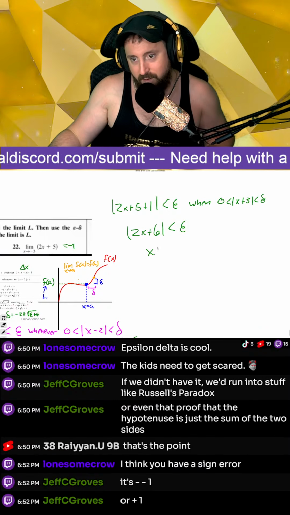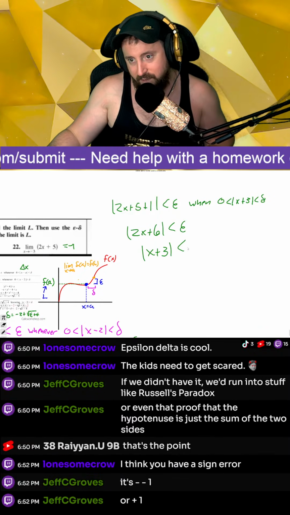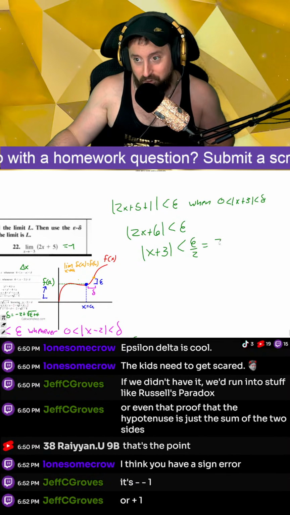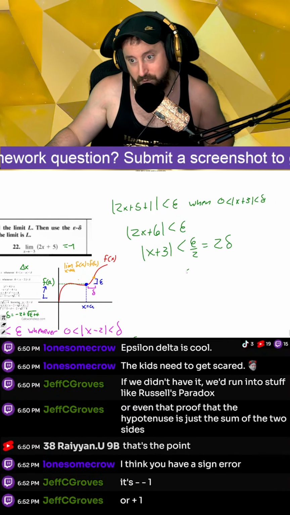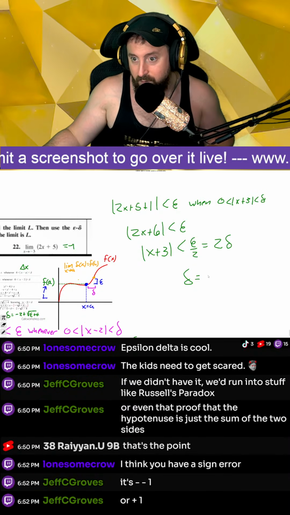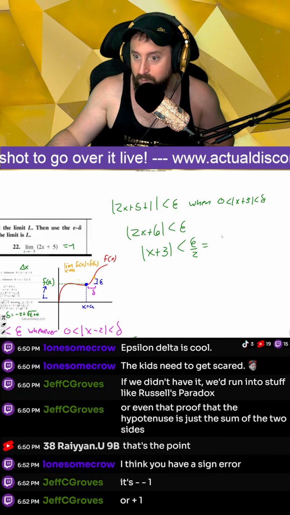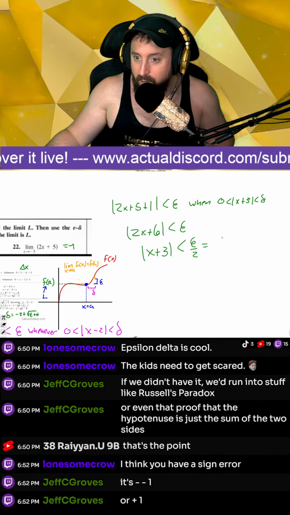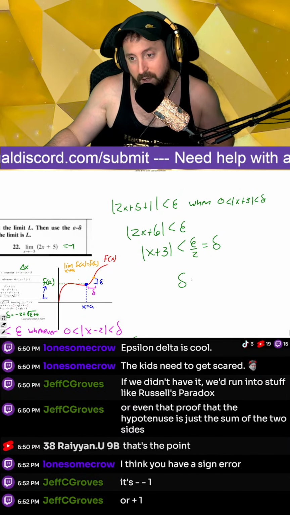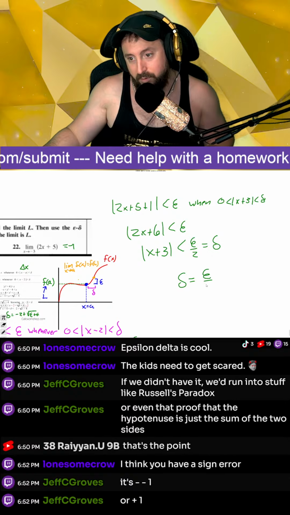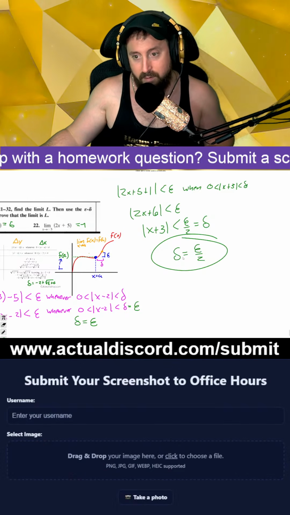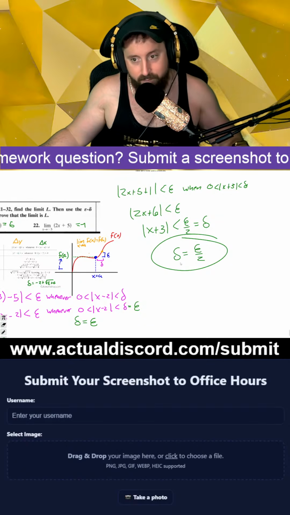Now I divide by 2. X plus 3 is less than epsilon over 2, right? Which is equal to 2 delta. So in this case, you say delta is, no, sorry, epsilon over 2, which is equal to delta. Okay, sorry. So you say delta is equal to epsilon over 2. Yeah, this is what you say here. Yeah, epsilon over 2. Cool.